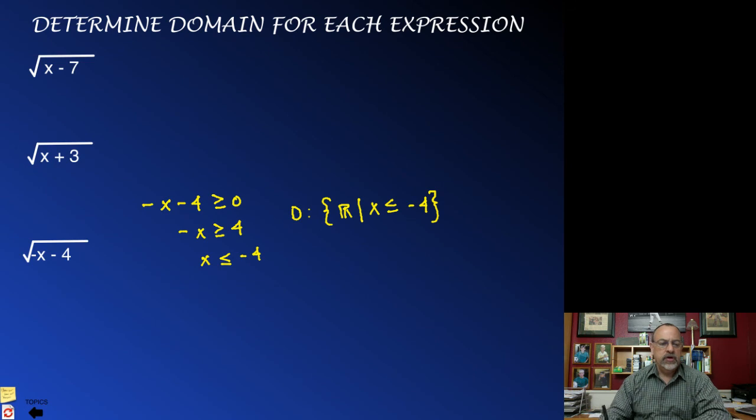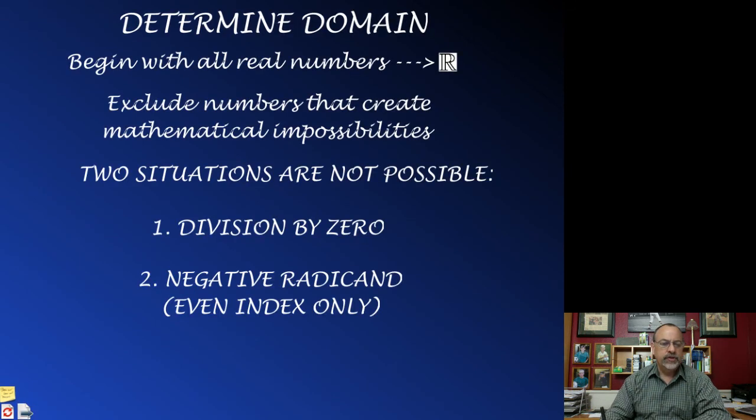Okay? So as a quick review then for domain, there's two situations we have to look for: division by 0 and a negative radicand. If any of those are part of the function, then I simply determine what the x values are that would make that division by 0 or negative radicand, and then write my domain using set notation.